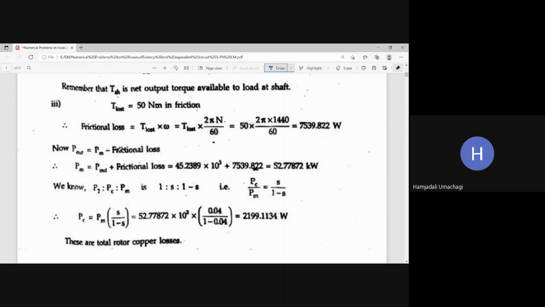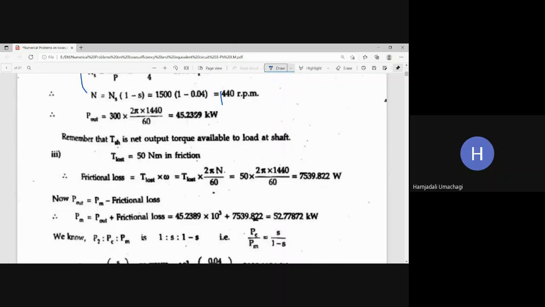Okay, so now we know that power P out is equal to Pm minus frictional loss. So this is all because of the losses. P out, the output power at the rotor side, is equal to gross mechanical power minus frictional loss. This is already familiar to us using the power flow diagram of the three-phase induction motor. So from this equation I can write Pm is equal to P out plus frictional losses. Already we have calculated P out. P out is 45.2389 kilowatts.